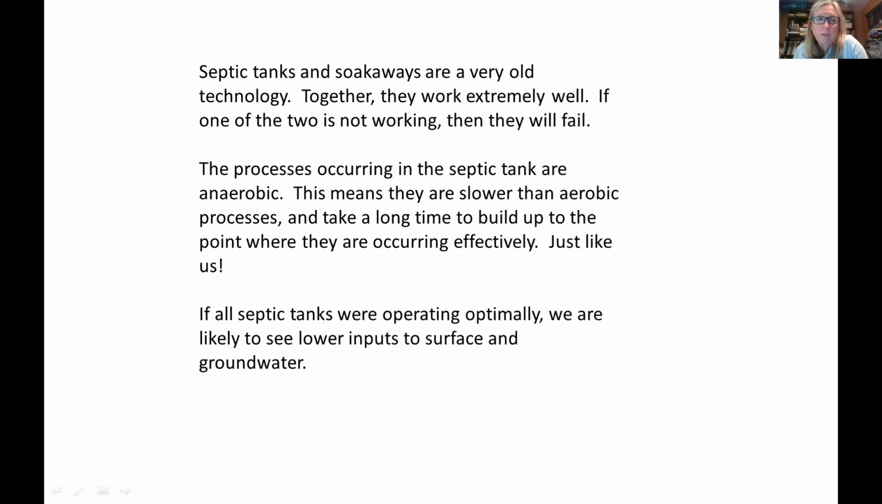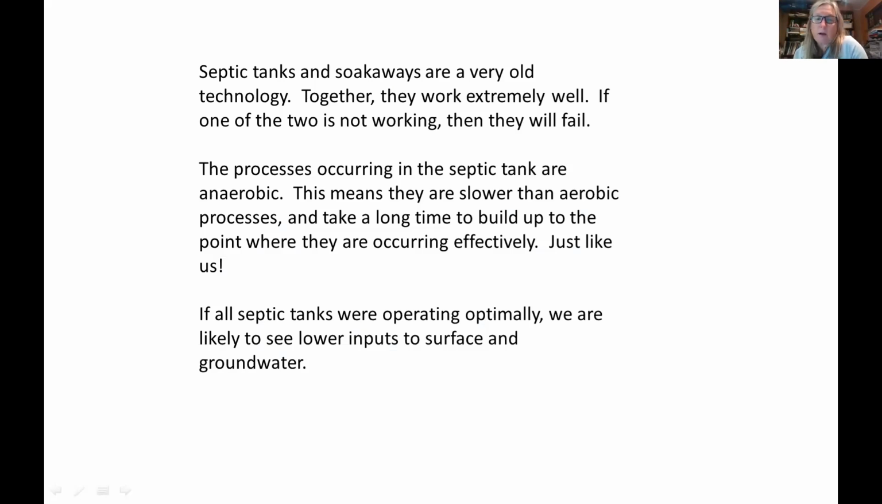Basically, I wanted to say that septic tanks and soakaways are a very old technology, and together they actually work extremely well when they're working well. If one of the two is not working, though, they will fail. And also when certain thresholds are met in a particular area, you will get an overload of pollutants coming into the environment. The processes that are occurring in the septic tank are anaerobic, which means they are much slower than aerobic processes or aerobic decomposition.